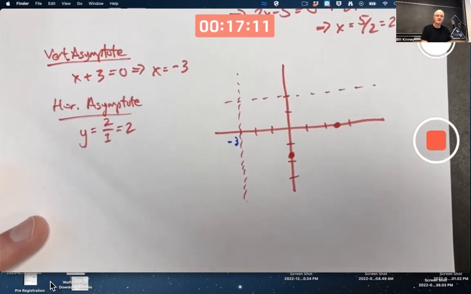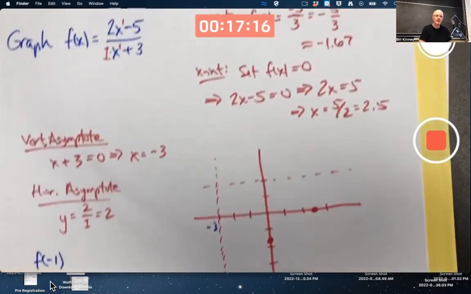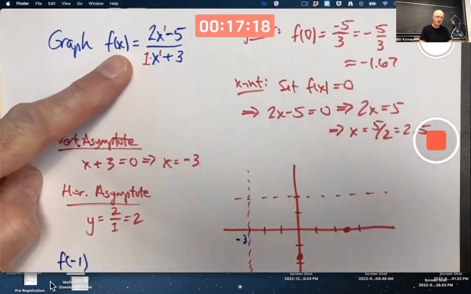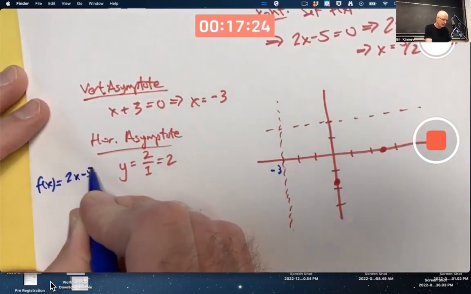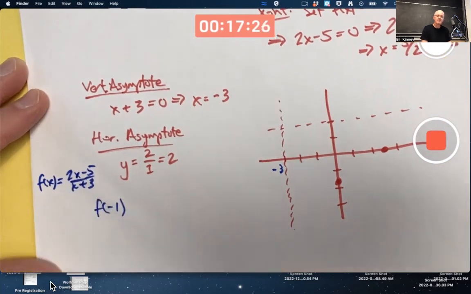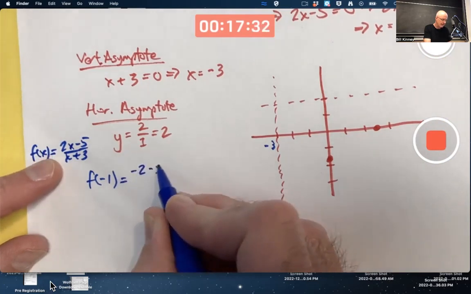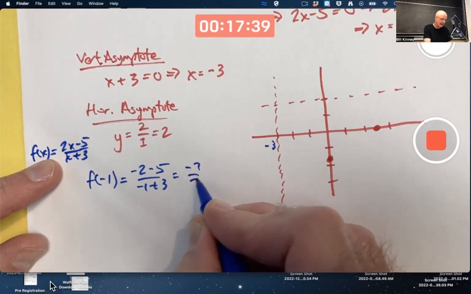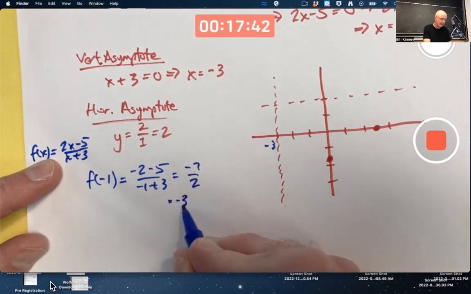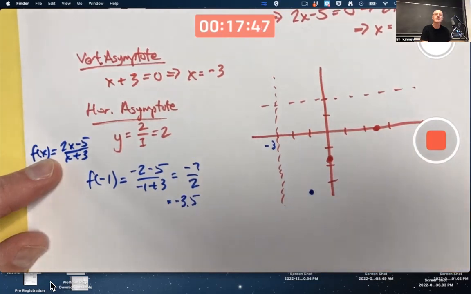All right. Let's plot a few more points. For example, what's f of -1? Here again is the formula for f. I'll rewrite it down here. f of x is 2x minus 5 over x plus 3. f of -1 would be then plug in x equals -1, -2 minus 5 over -1 plus 3. Double check that I don't make a mistake. I think that looks okay. That's -7 over +2. -3.5 seems reasonable. Yeah, -3.5 down around there.